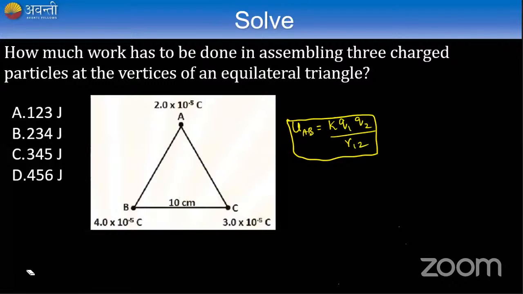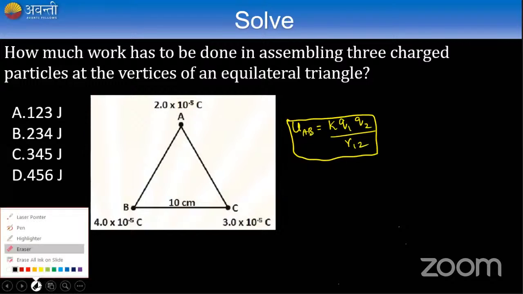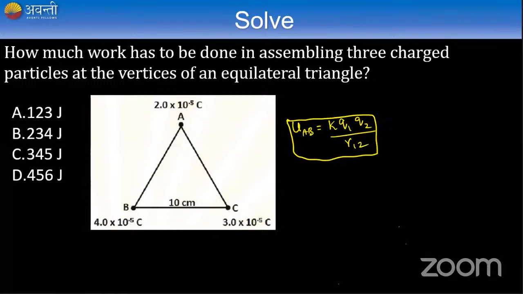Done? How many of you did this? See, the amount of external work done is nothing but the change in potential energy, right? So find the potential energy considering two charges at a time. The net potential energy PE will be equal to, say if I call these charges 1, 2, and 3.